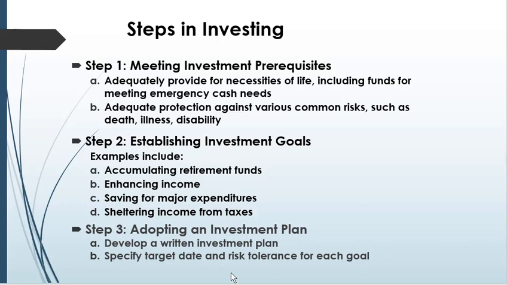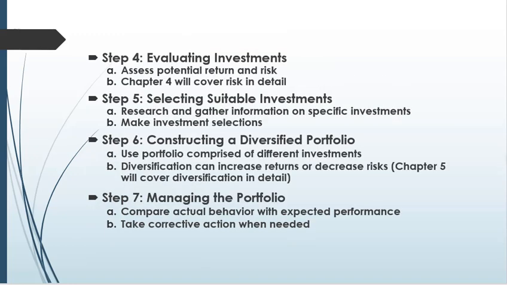Once we have these goals, we need to have a written investment plan, right? We need to have target dates. We need to have risk tolerance understandings for each goal that we might have. And again, as I mentioned, you could have several goals, right? You want to save for retirement. You want to save for a major expenditure, right? So those are two different goals that could require two totally different investing strategies.